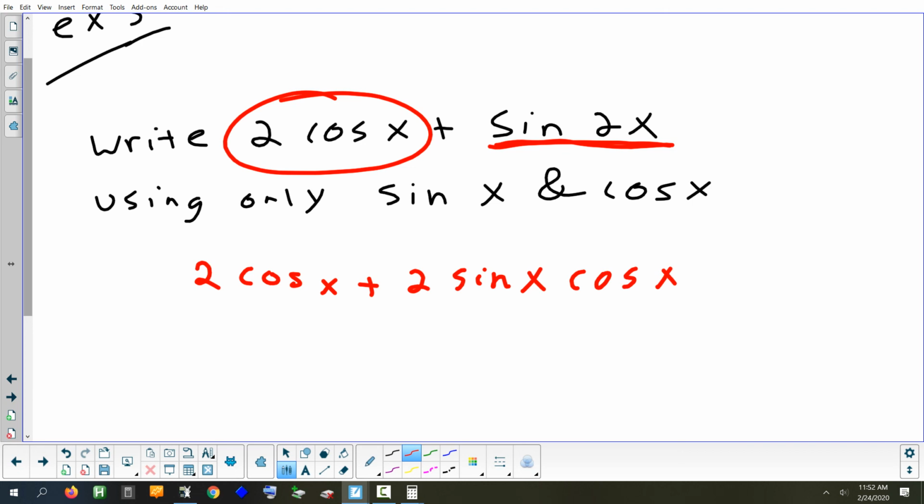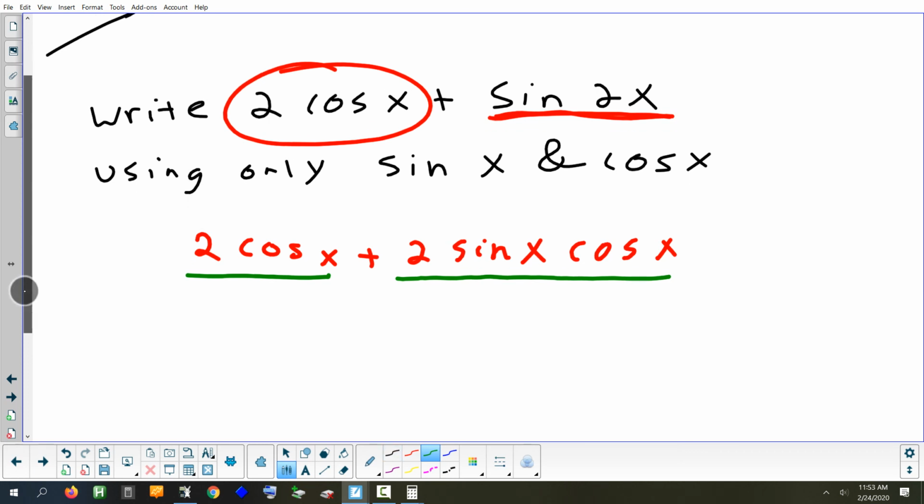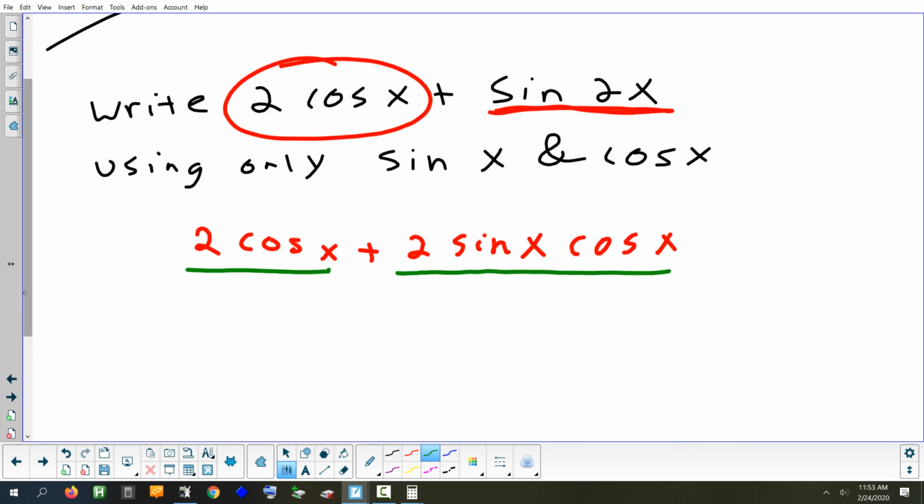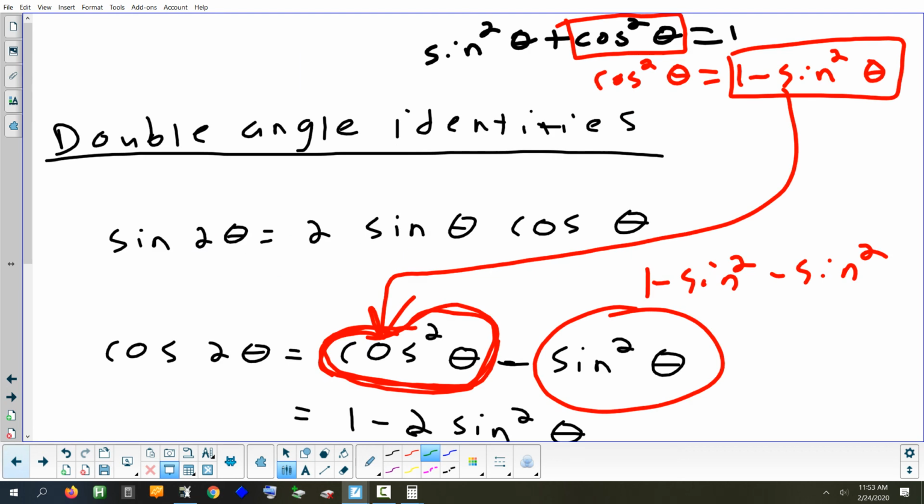Okay. So when you look at what I have in red right there, how many terms are there in that expression? I'm using a kind of technical word, a term. How many terms are there? Yep, there are 2. Terms are separated by addition and subtraction signs. So there are 2 terms. 2 cosine x is the first one. 2 sine x cosine x is the second one.